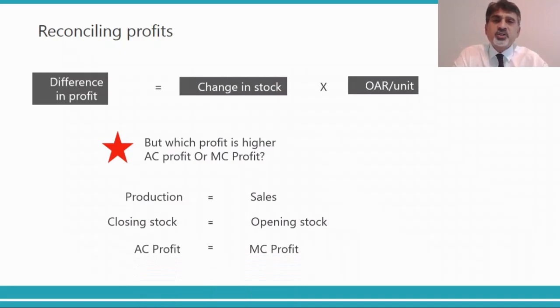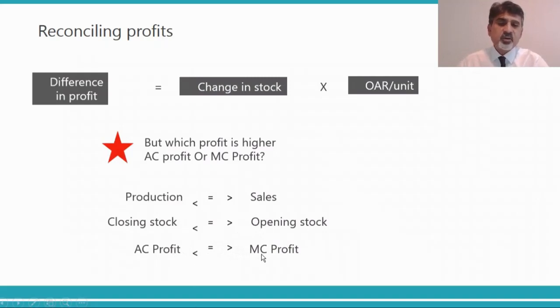If your production is equal to sales, which means you produced 1000 units and you sold 1000 units, so whatever you produced, all of that you sold, it means your closing stock will be equal to opening stock, and if both inventories are equal, both profits are equal. But if your production is more than your sales, you produced more and sold less, like in our case I produced 1000 and sold 700, then closing inventory will be greater than opening inventory, just like in our case it was 300 units and 0. And then absorption costing profit will be more than marginal costing profit.